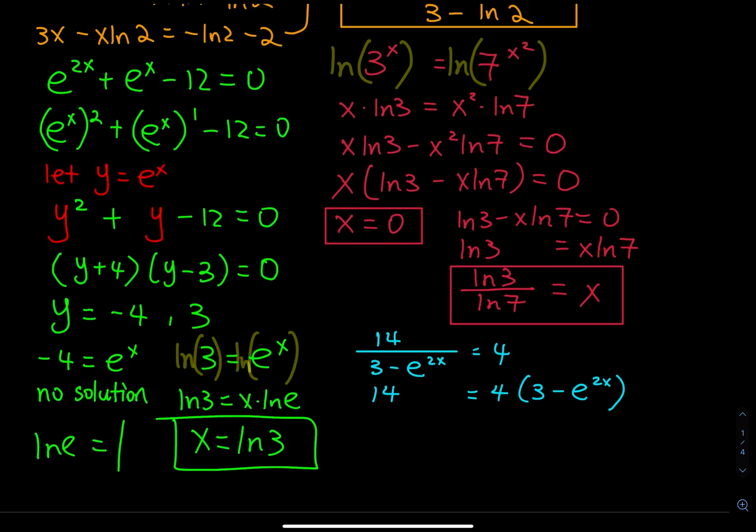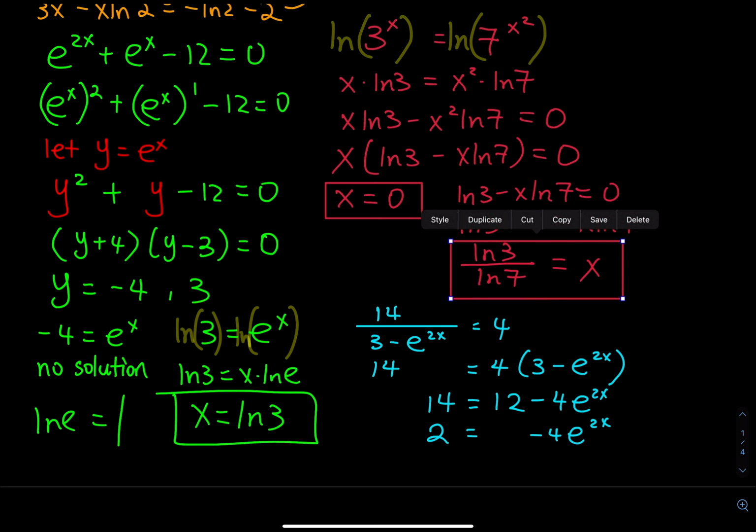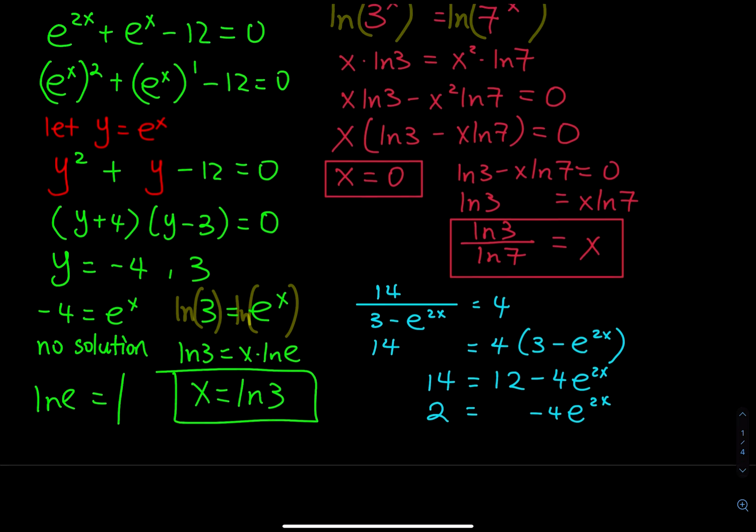And then we divide, oh actually, you know what, not divide. I will just distribute 4 on the right side. So this is 12 minus 4 e to the 2x. This is equal to 14, and then subtract both sides by 12. You have 2 equals negative 4 e to the 2x, and then you divide both sides by negative 4. You have negative 1 half.